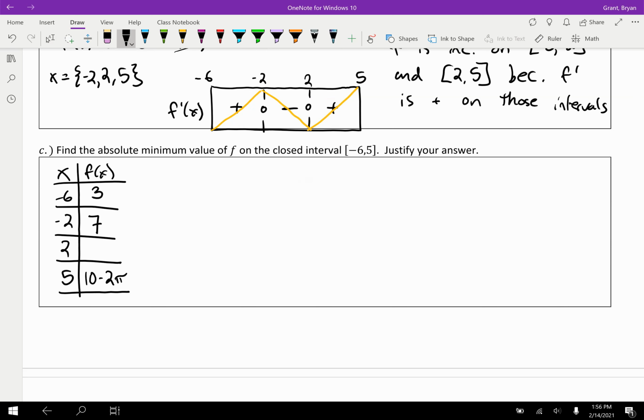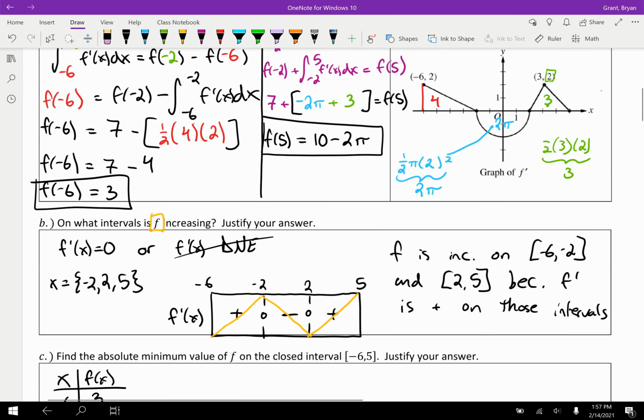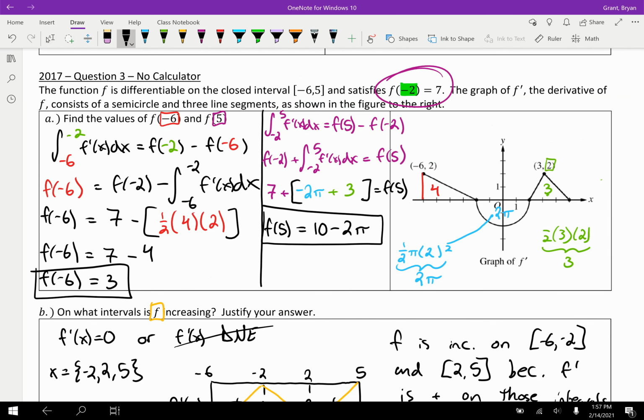That's exciting as well. So really, we only need to find one value, and that's important because that one value is definitely a potential candidate for an absolute min, right? It's either going to be here or here. So we just have to find one value. How do we do it? Well, we do it the exact same way that we did everything else up here.